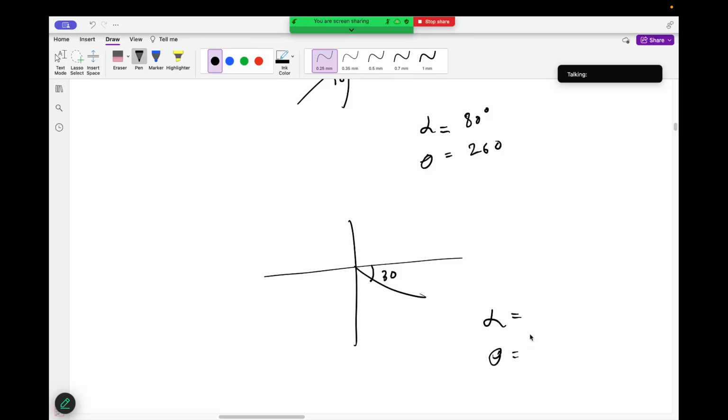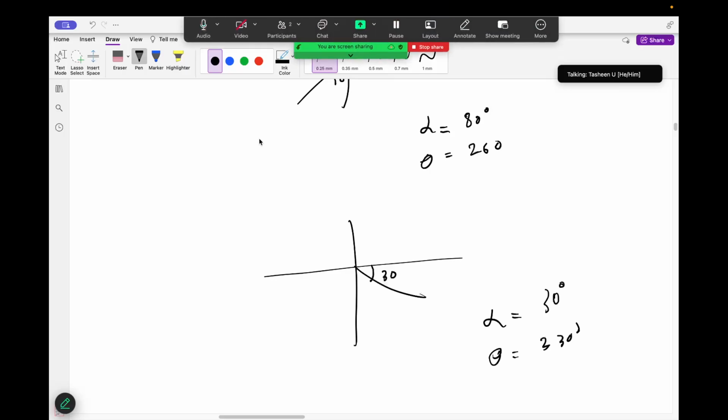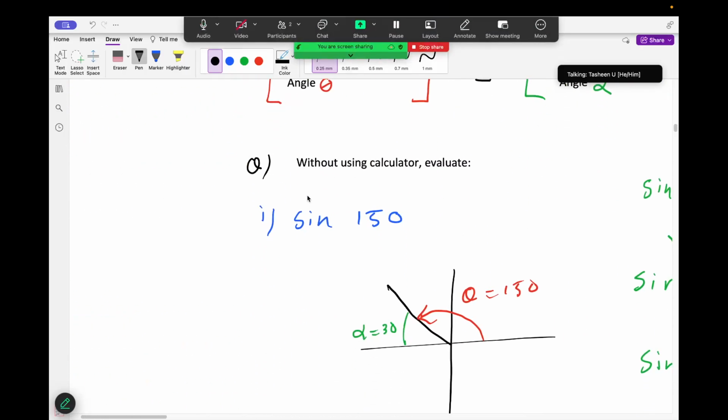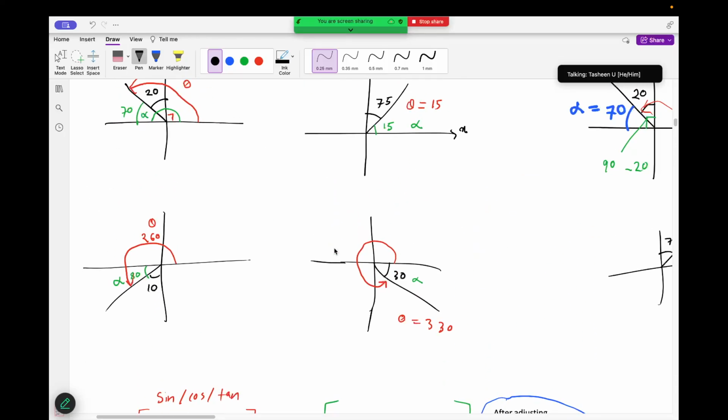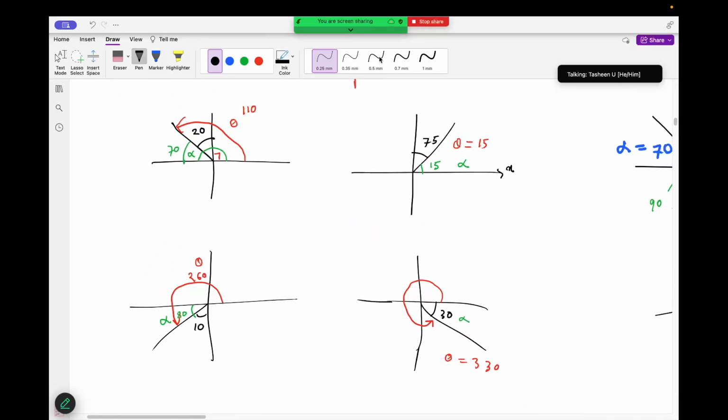Alpha is 30 and theta is 330. Yes. Alpha is 30 and theta is 330. Exactly. So you have solved each of these in the correct manner. So now we learned how to measure any angle.